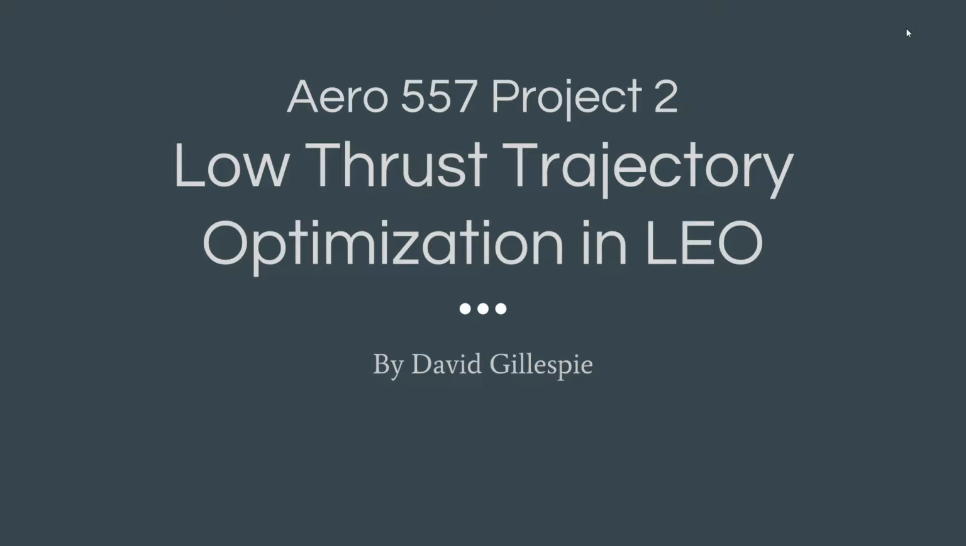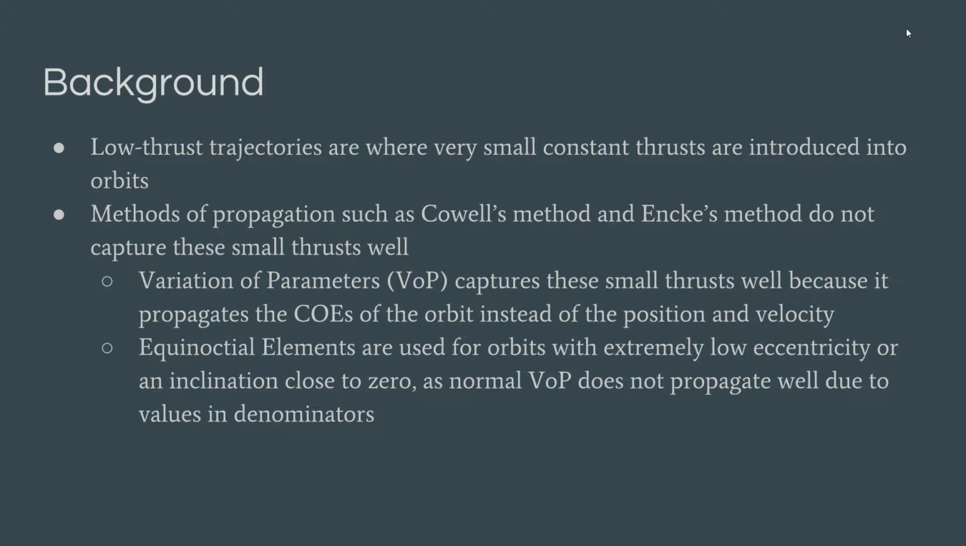My name is David Gillespie, and I am doing a presentation on low thrust trajectory optimization in LEO for Aero 557 at Cal Poly San Luis Obispo. Low thrust trajectories are where very small constant thrusts are introduced into orbits.